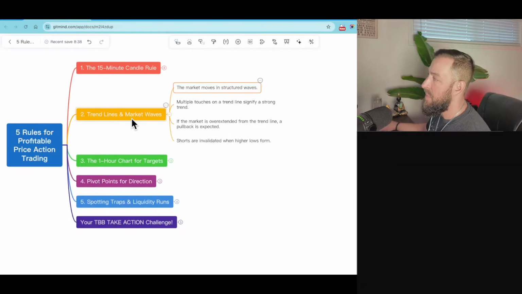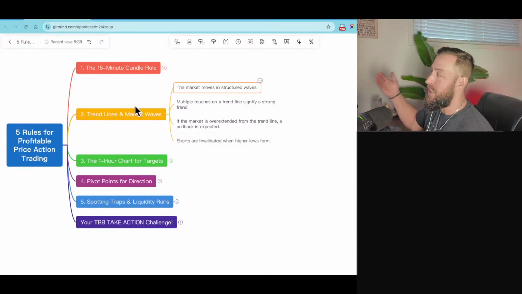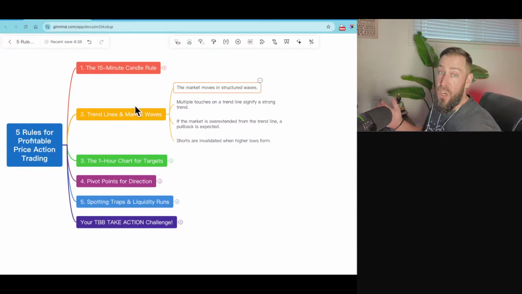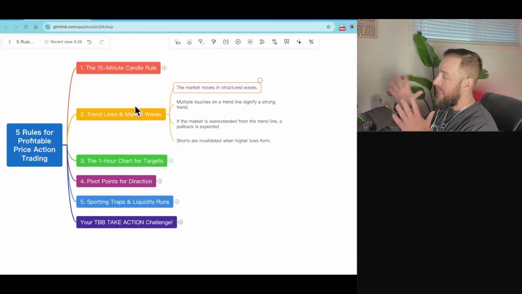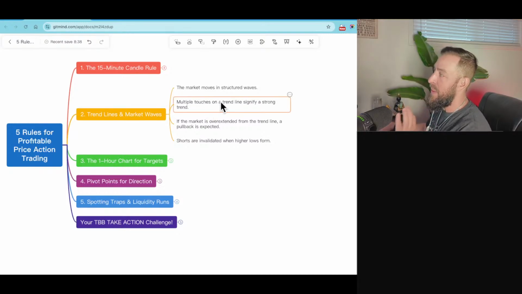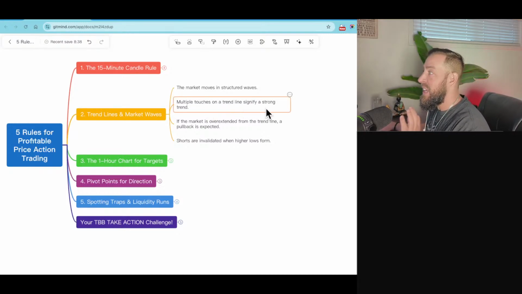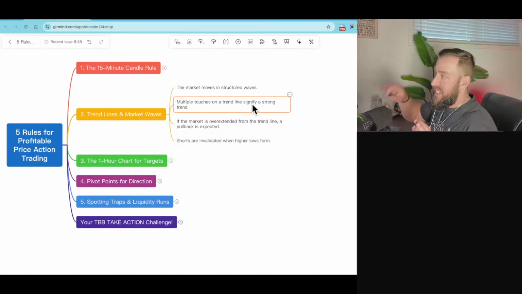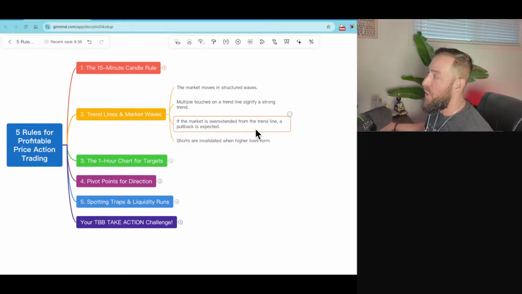Why? Because momentum. Markets have memory, which means they tend to do what they're doing. Another way of saying that is inertia. If you take a ball and you roll it down the street, it's going to keep rolling for a while. The markets have the same kind of energy, inertia. So our rules for how we apply number 2 are to understand that multiple touches on a trend line signify a strong trend. If it touches that trend multiple times, you can see that the market is respecting that trend line. And if it's a bull trend line, you can see that bulls are buying when we get to that trend line. If the market is overextended from a trend line, then a pullback is expected.